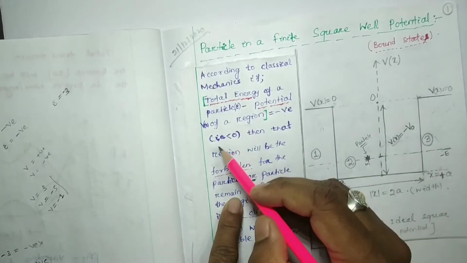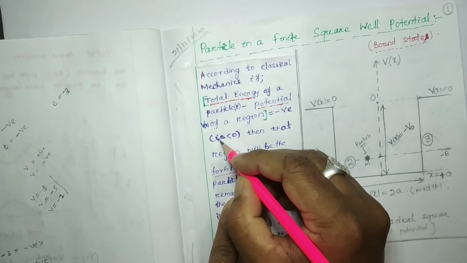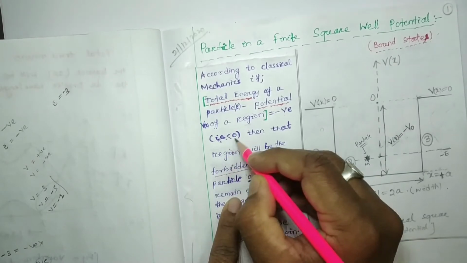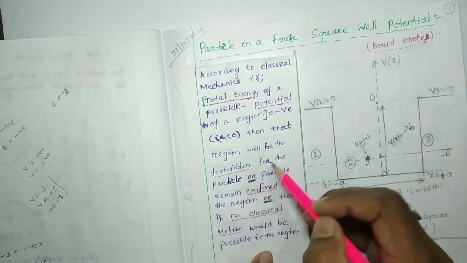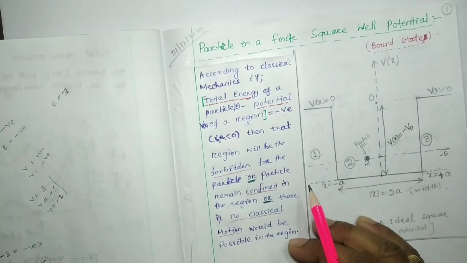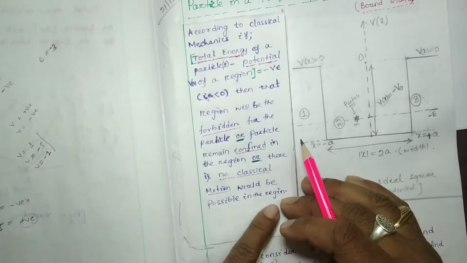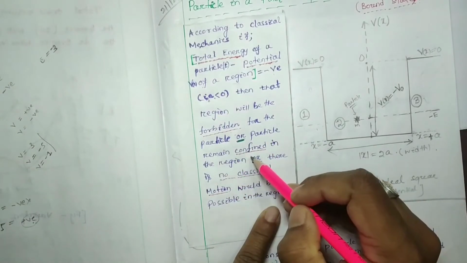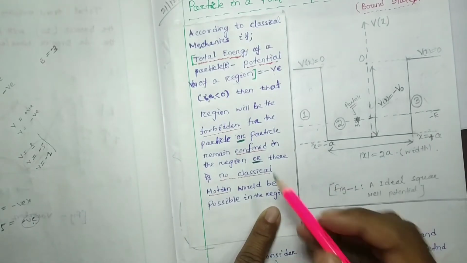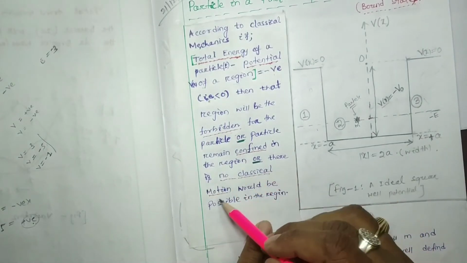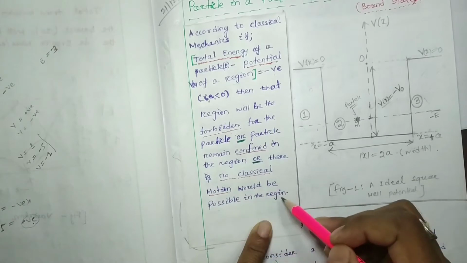This is written as i.e. E minus V less than 0. Then that region will be forbidden for that particle. We discussed it in detail. Okay. Or the particle remains confined in that region, or there is no classical motion possible in the region.